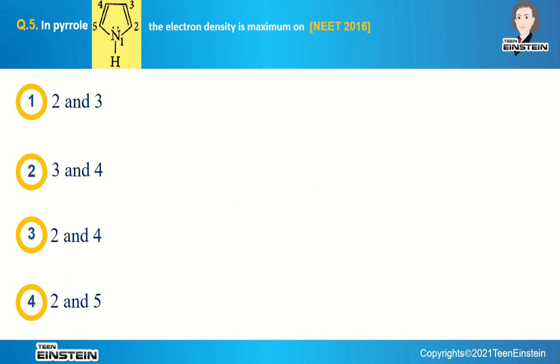So, they ask the maximum electron density position of pyrrole molecule. Pyrrole is a 5-membered heterocyclic compound. The electron density on the carbon atom is dependent on the movement of the non-bonding electrons of nitrogen inside the ring. So, here I write down the conjugation of electrons in pyrrole.